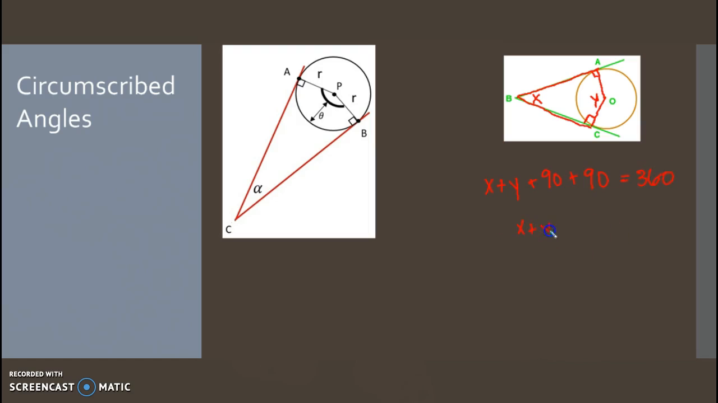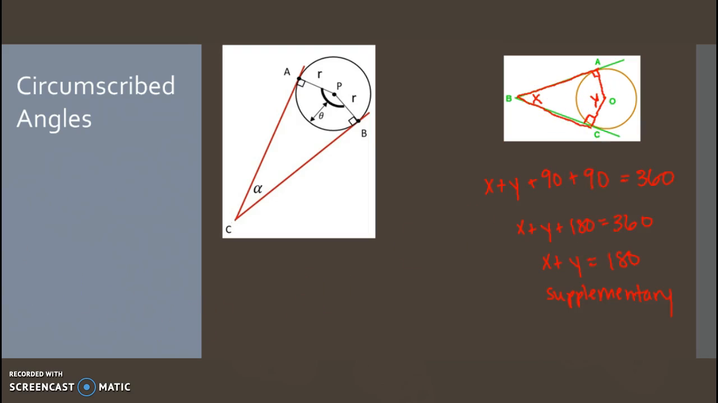And then X plus Y plus 180 equals 360. And then subtract the 180 over. So that means X plus Y equals 180. This is like a rule for all of these circumscribed angles. So the central angle and the circumscribed angle add up to 180, and we call those types of angles supplementary pairs. All right, so X and Y will always be supplementary.